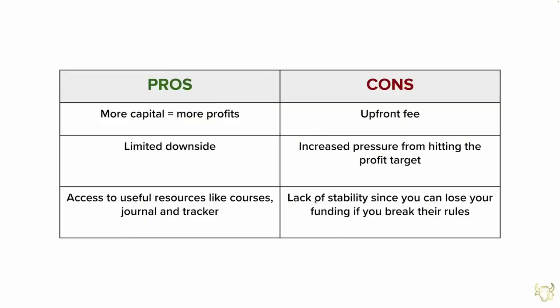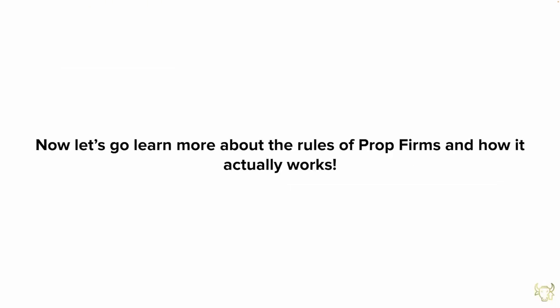Lack of stability, since you can lose your funding if you break their rules. At any point in time, they have the power to remove you from the program and take away your funding. If you break their rules, lose too much money, or underperform, they will just take you out. So there's lack of stability right there. Okay, now let's go and learn more about the rules of prop firms and how it actually works.